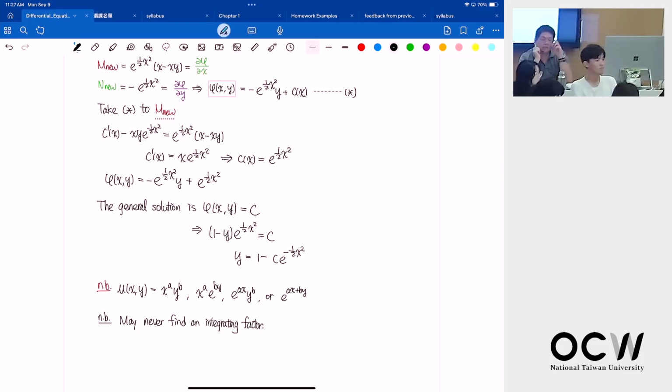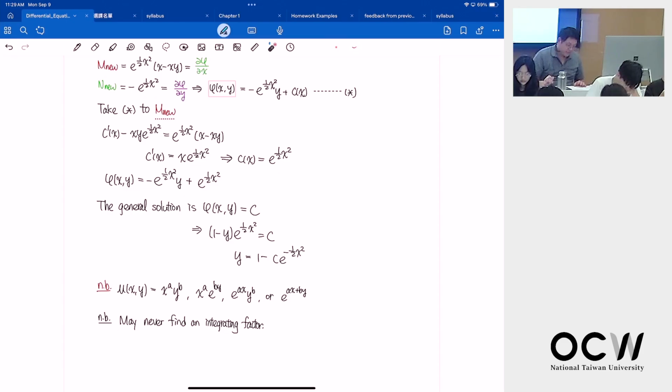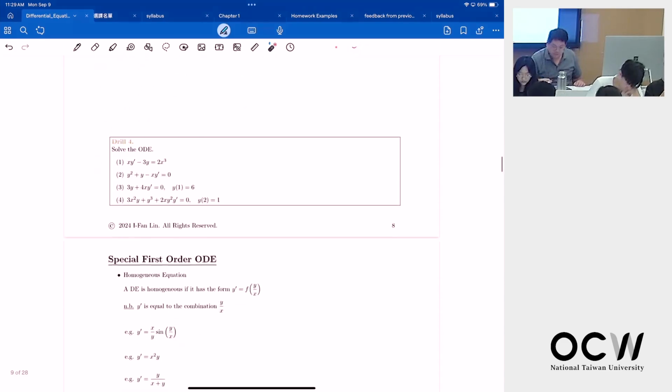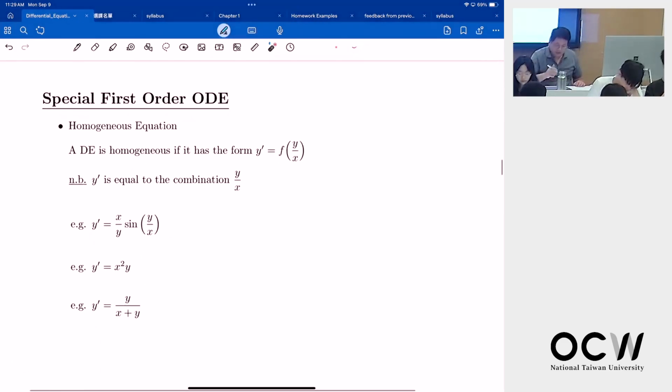You may not find a solution. That happens a lot. But sometimes you may have a special equation. With this special equation, again, we can use some special method to find a solution. For example, the homogeneous equation. If this equation is homogeneous, then you can use changing variables to find a solution.